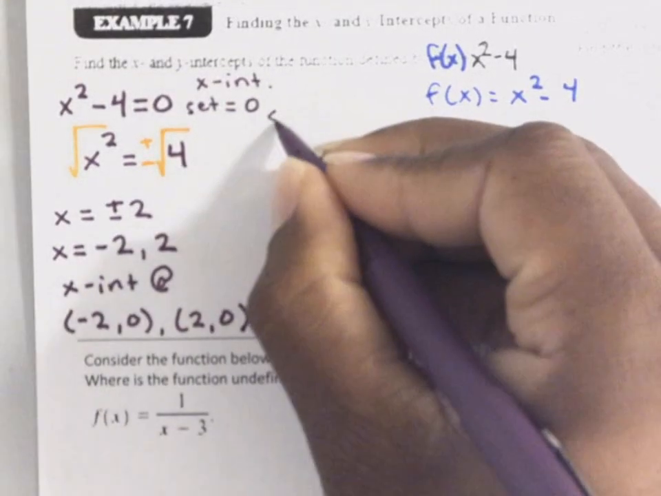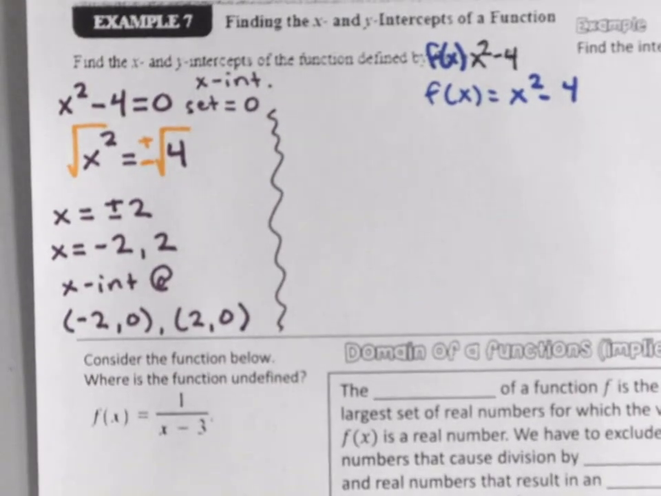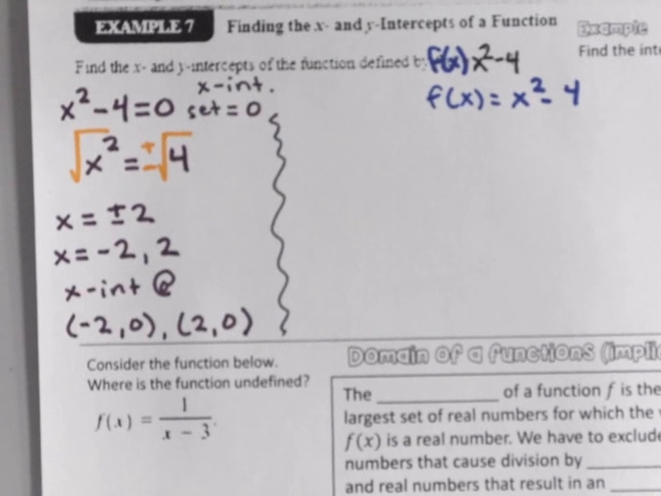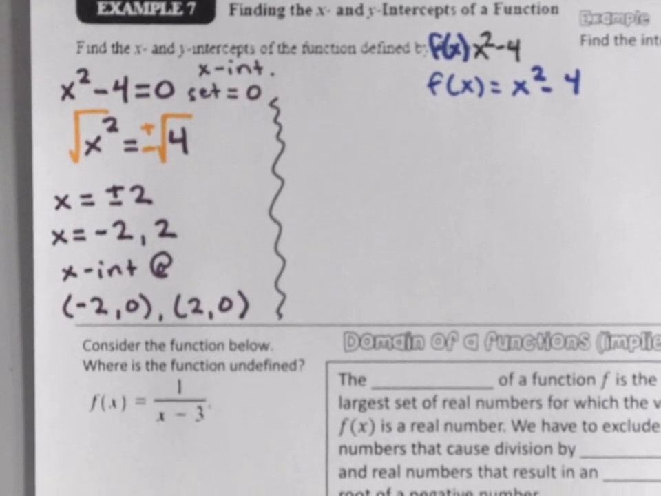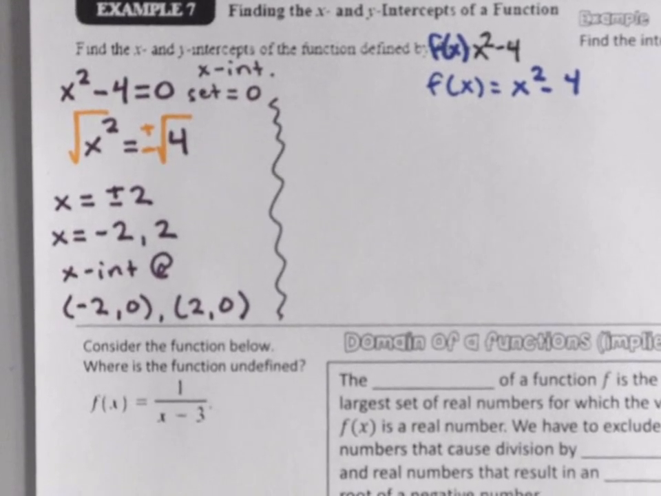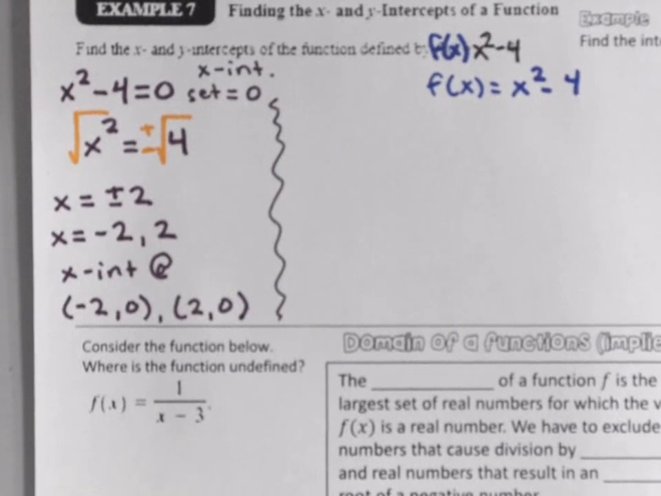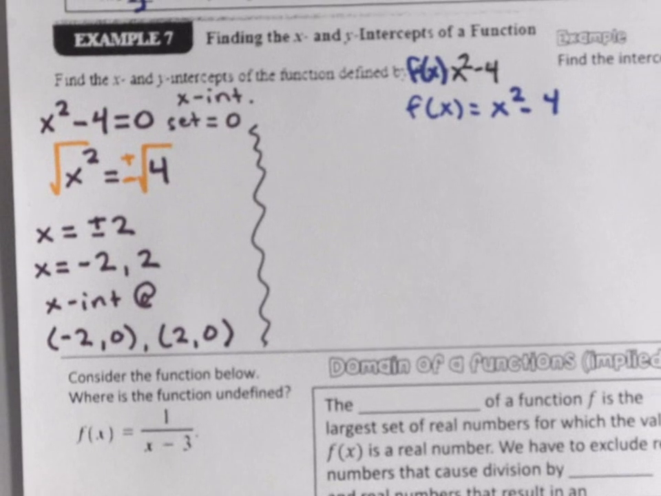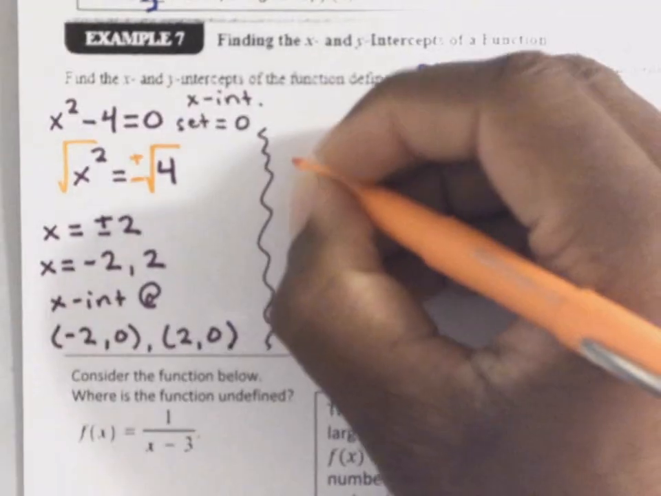Would you do the same thing if you were trying to find the y? Not quite. Because for the y-intercept, x is 0. So we got to let x be 0. So we just kind of swap some things around. And that's what we're about to find right now. All right, so let's do the y-intercept.